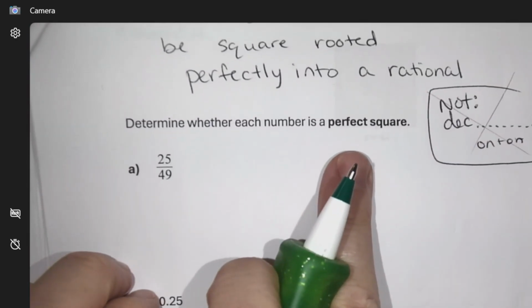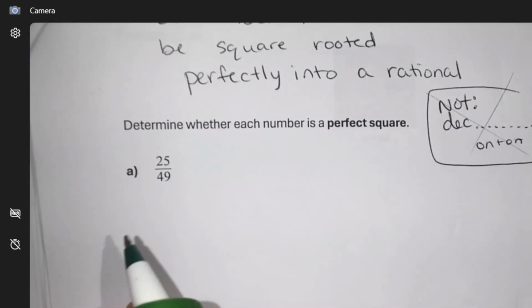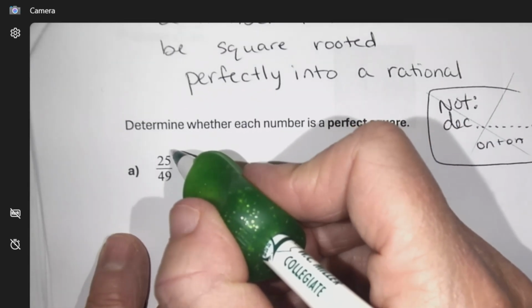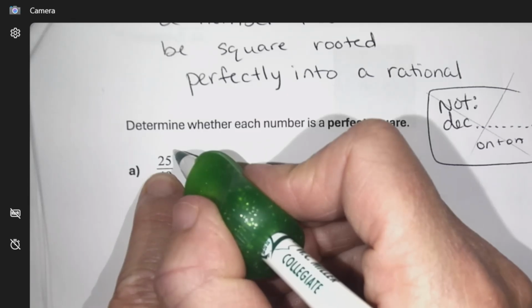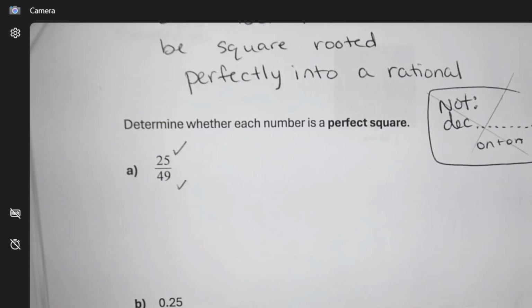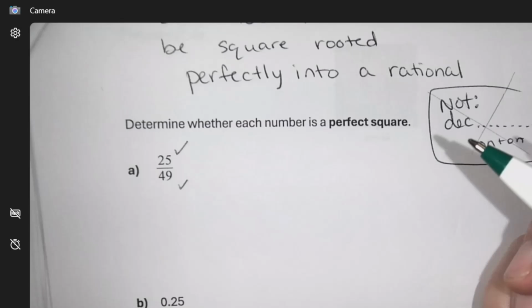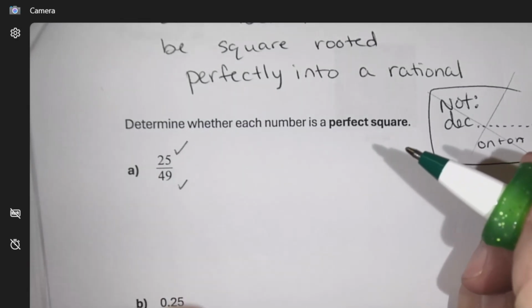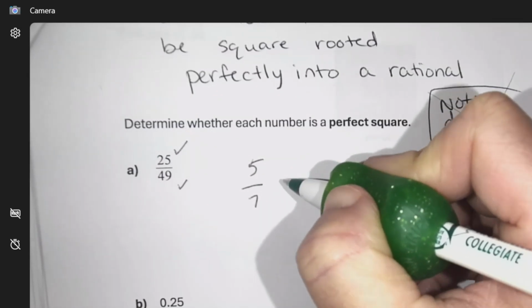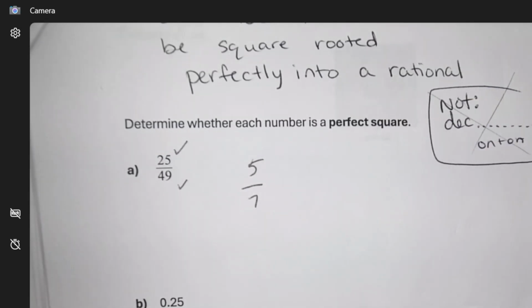Determine if this is going to be a perfect square. So it's a fraction, so to be a perfect square, you have to be able to do both. So can you do the square root of this perfectly? Is that a perfect square? Yes. So yes, you have to be able to do both. What is the square root of that? 5/7. Perfect. Because it would be a fraction, or it's a rational.